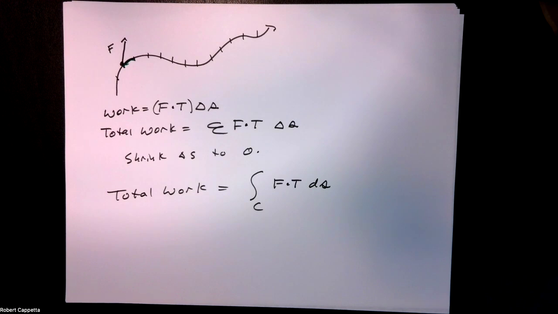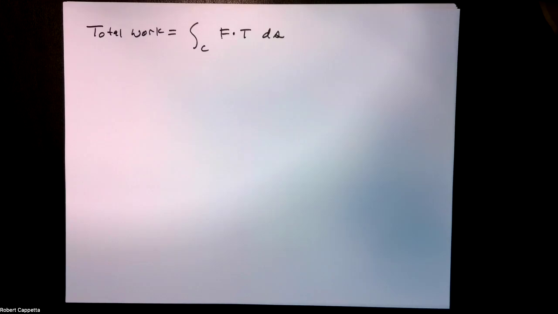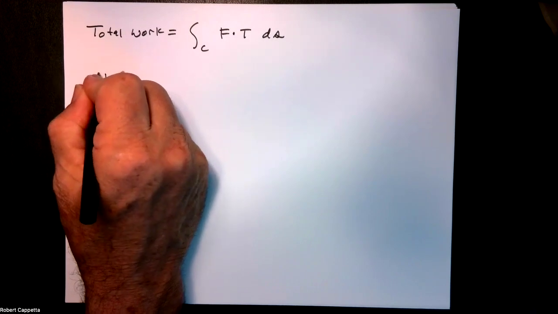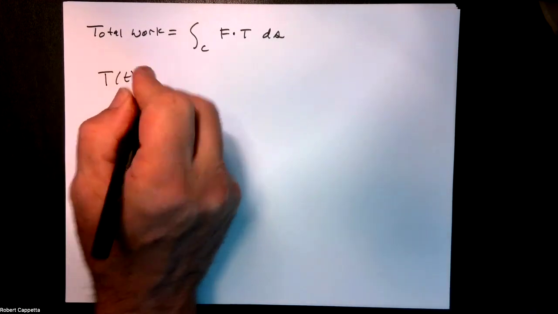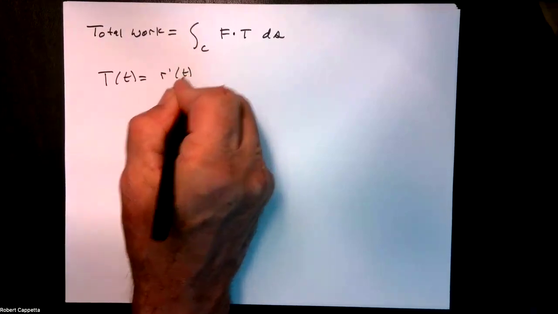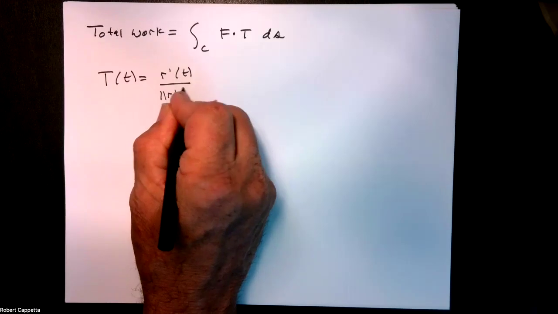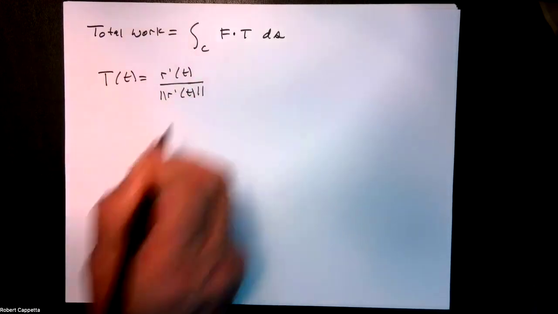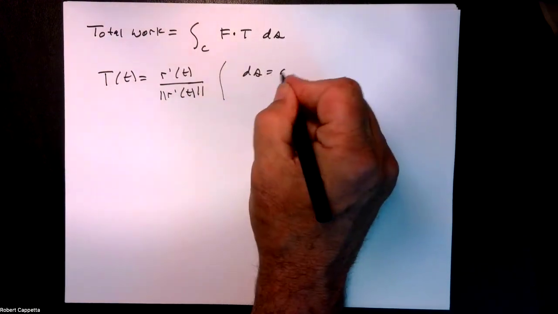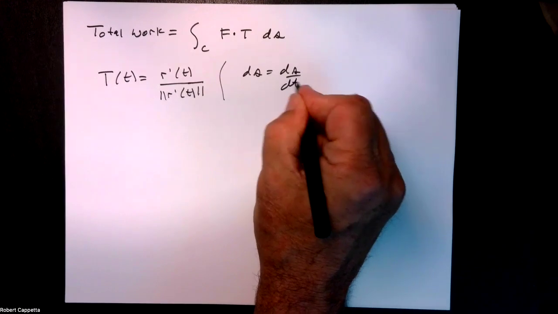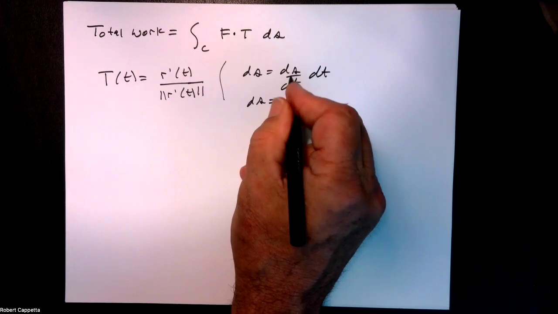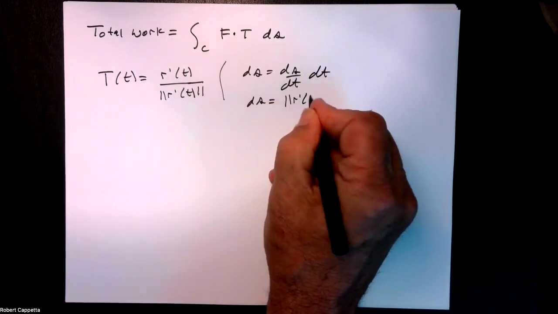Now let's turn it into a form we can actually use. So what do we know? What is the unit tangent vector? The unit tangent vector is in the same direction as the velocity, but it has length 1. So the unit tangent vector is r prime of t divided by the magnitude of r prime of t. And what about ds? We know ds is ds/dt dt. So ds/dt is the speed.